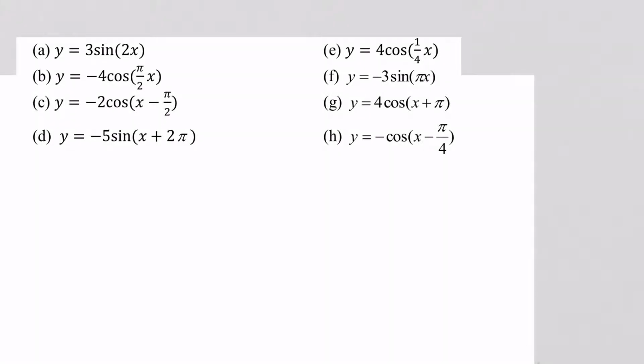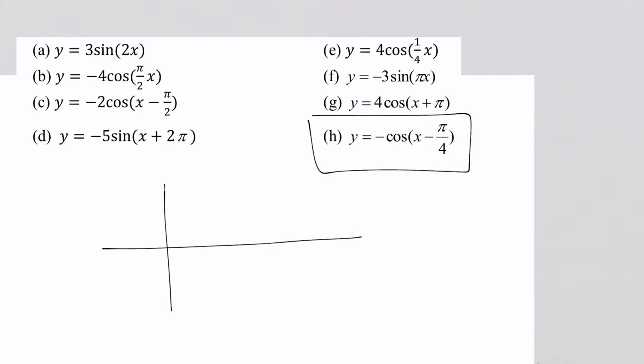Let's do one last graph here. Y equals negative cosine of x minus pi over 4. No coefficient on x, which means normal period of 2 pi. Split it in half. Pi, split it in half. Pi over 2. Split it in 3/4.